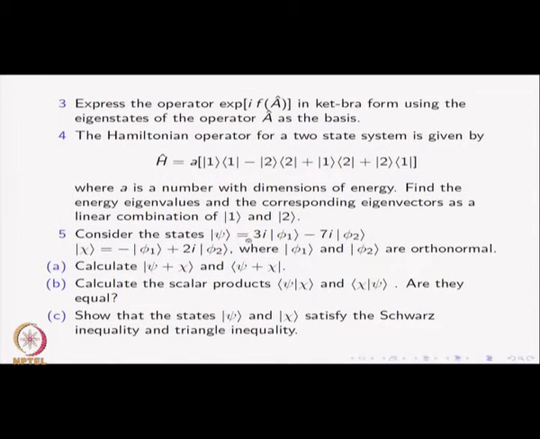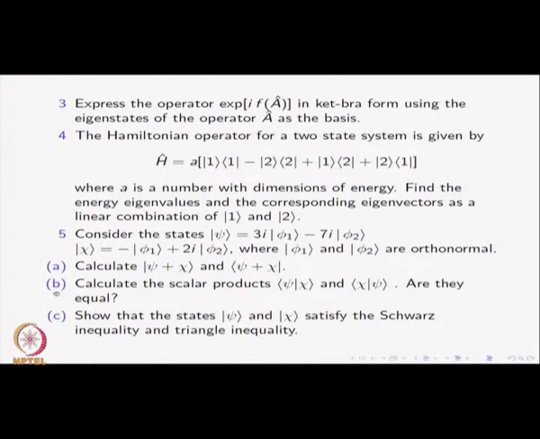Consider the state psi as 3i phi 1 minus 7i phi 2 and chi is given by minus phi 1 plus 2i phi 2, where kets phi 1 and phi 2 are orthonormal. You have to calculate 3 things. One is ket psi plus chi and bra chi plus psi plus chi. Then in the B part you have to calculate the scalar product of psi and chi and chi and psi and check whether they are equal or not.